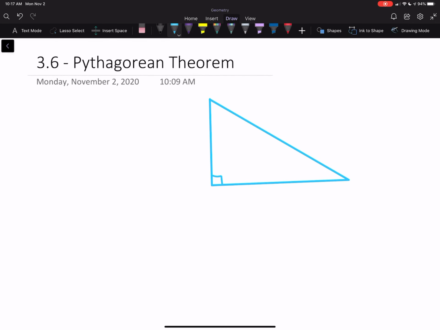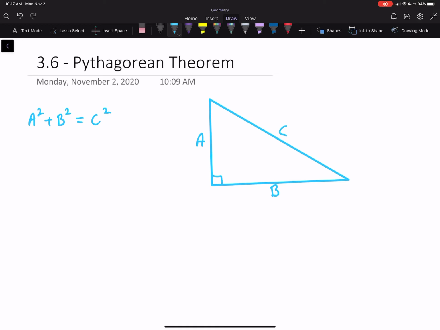Today we're going to talk about one of the most famous theorems in all of mathematics, the Pythagorean theorem. It was developed by a man named Pythagoras, and it is used to find missing sides of right triangles. If we look at this triangle here, and we say that this side is A, and this side is B, and then the hypotenuse is C, then the Pythagorean theorem states that a squared plus b squared is equal to c squared.